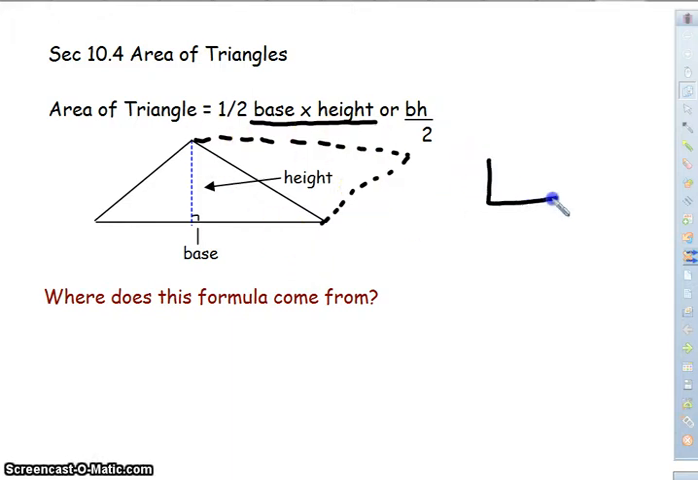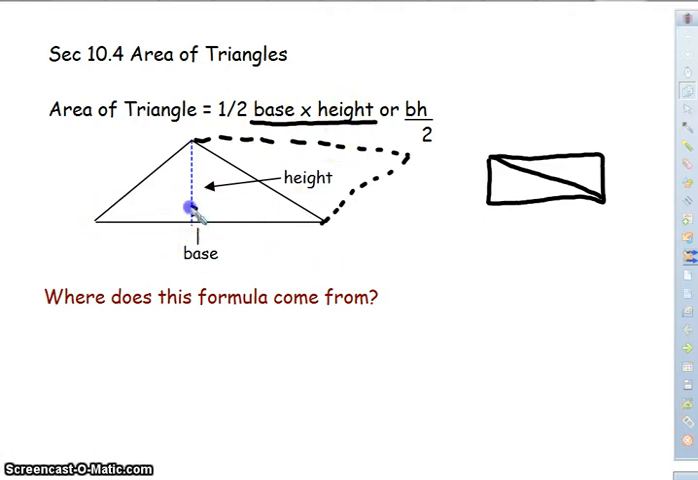Another situation that you could be looking at is just a simple rectangle, which is also a parallelogram. Taking half of that creates a triangle, two triangles. That's why we divide it by 2. So that's where this formula comes from.